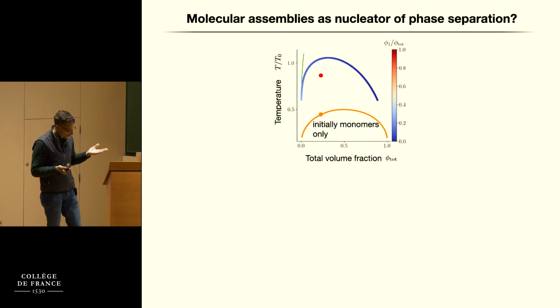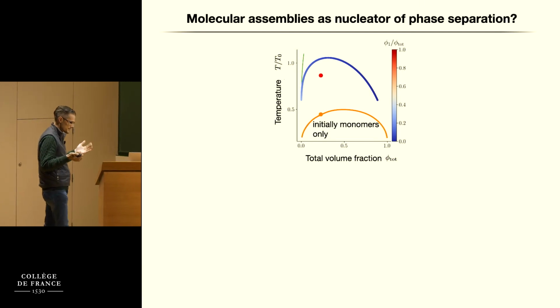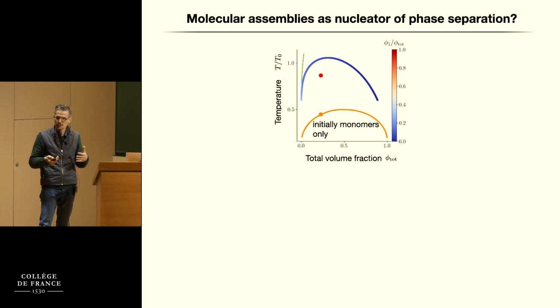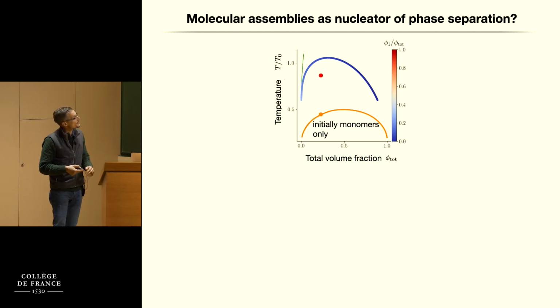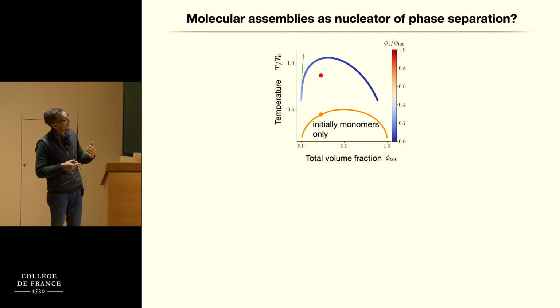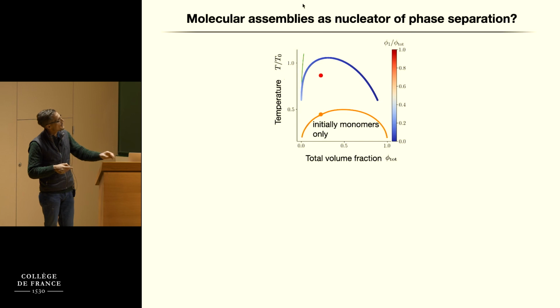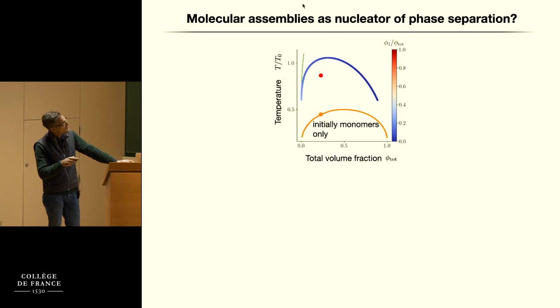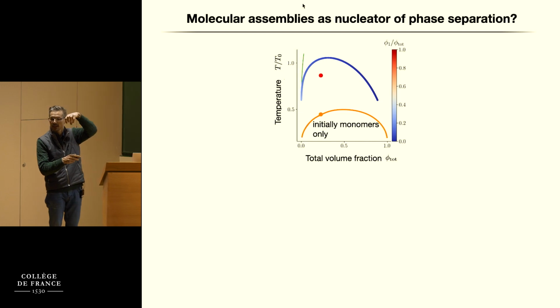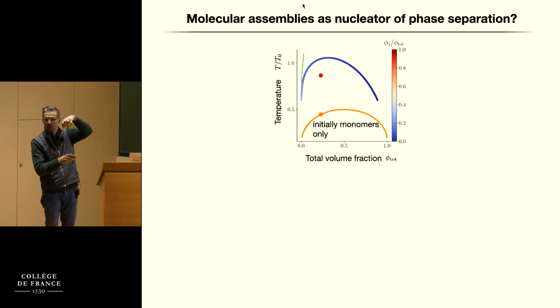And this suggests an interesting picture, and I can't tell you whether this is true, but I would like to communicate it to discuss it. And this is whether molecular assemblies can act as a nucleator for phase separation. So let's go back to this. I just give you the monomers, but now allow oligomerization, but I give you this kinetically at t equal to 0, and let the system do its job.